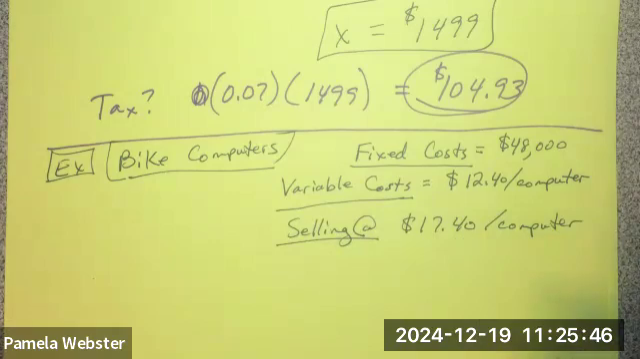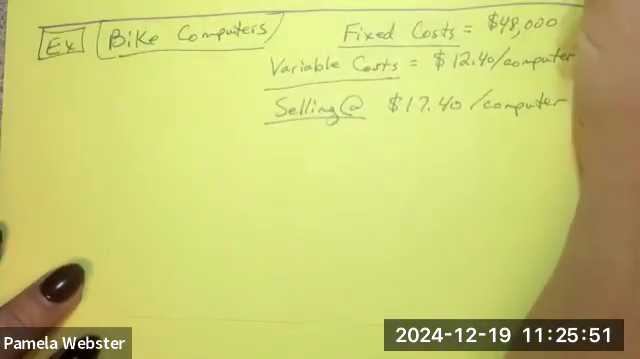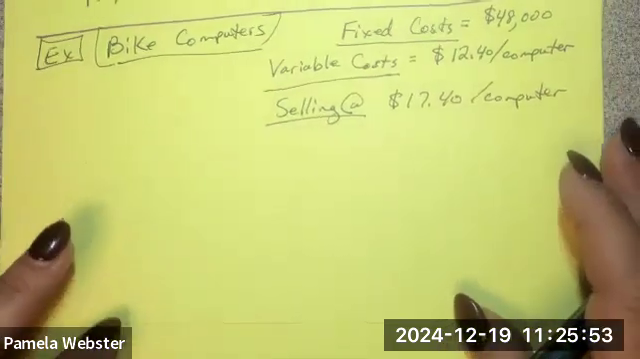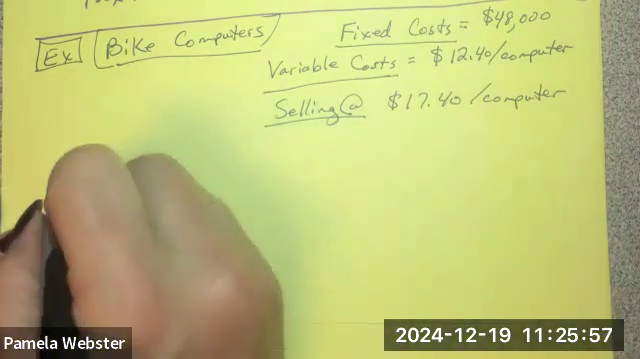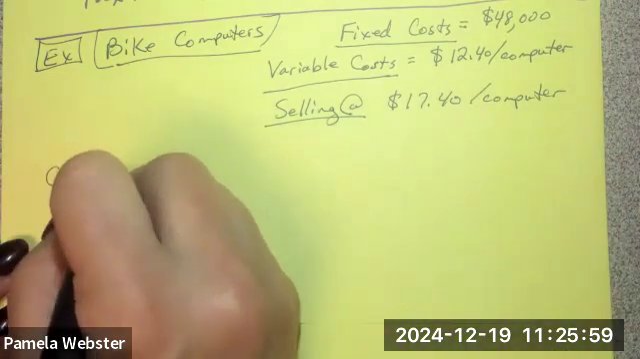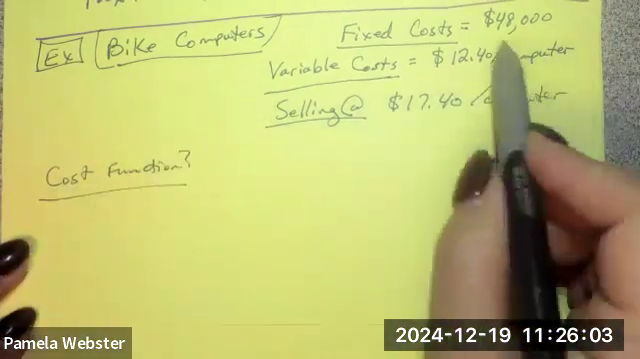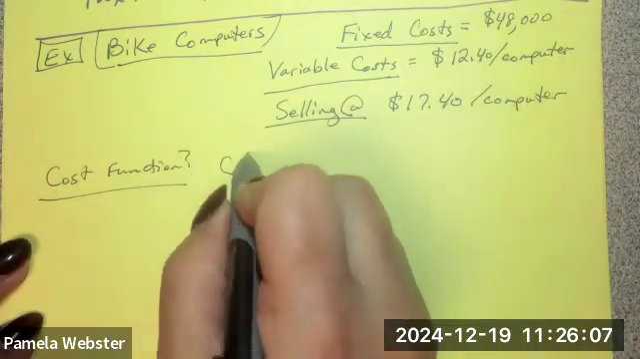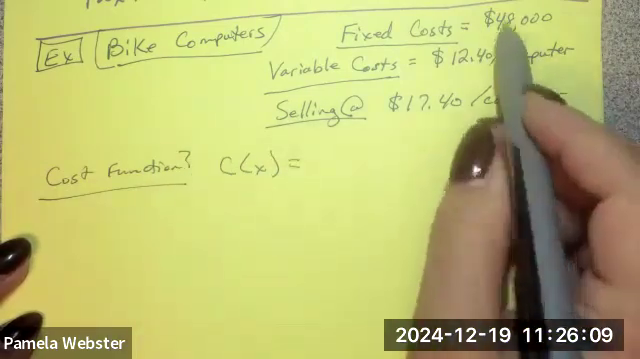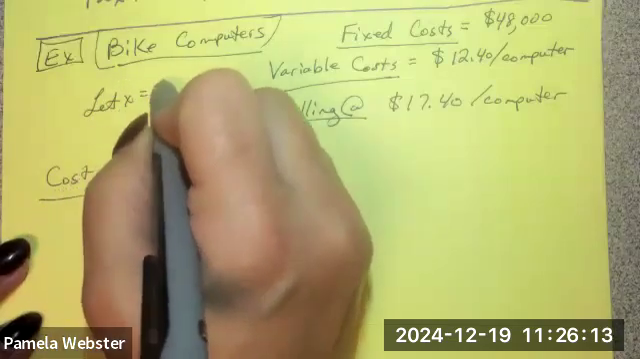So first off, I have to do some things in kind of a business mathy kind of way, such as, can I create a function for cost function? Well, yeah, I can. I know that I'm going to have to pay the $48,000. So C of X equals cost of X. X is going to be the number of computers.